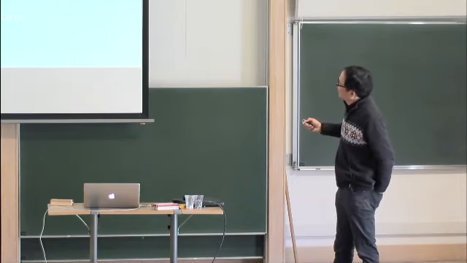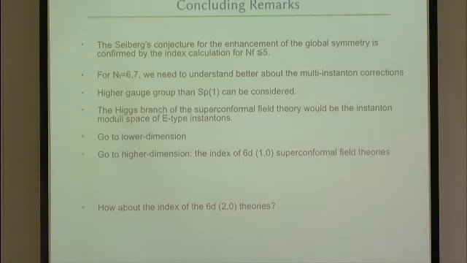And also, one can go back to lower dimensions, or one can go to higher dimensions. Especially, because now we have certain technology, one can expand that technology to index calculation in 6 dimensions with (1,0) superconformal field theories. And of course, the ultimate holy grail of this game, maybe, is the index of the (2,0) theory in 6 dimensions. And we hope to challenge this aspect in the near future. Thank you.